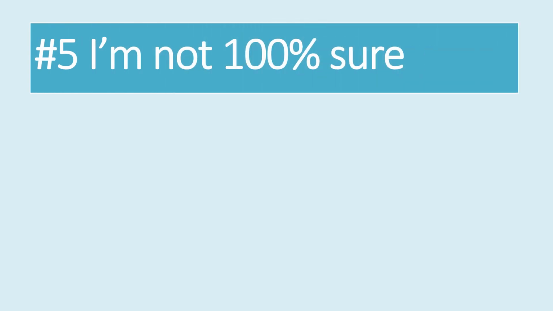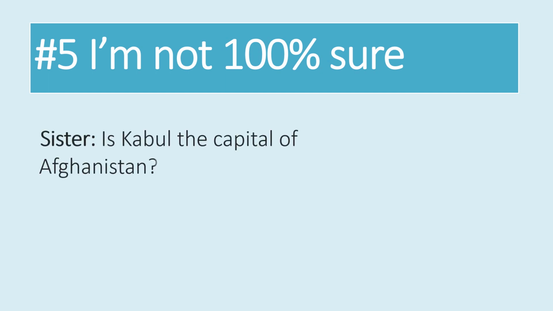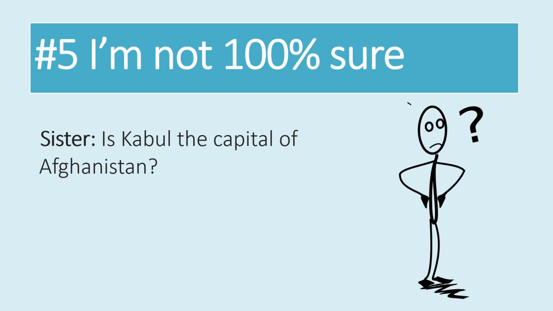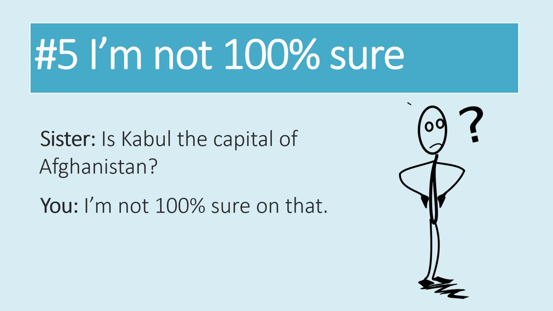The fifth alternative to I don't know is, I'm not 100% sure. Suppose your sister asks you, is Kabul the capital of Afghanistan? Let's say you have some idea but you're not entirely certain about the answer. In that case, you could use the expression, I'm not 100% sure on that.